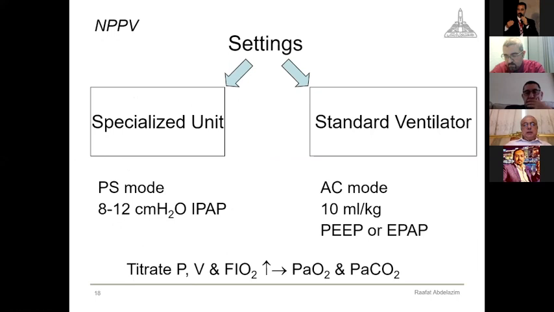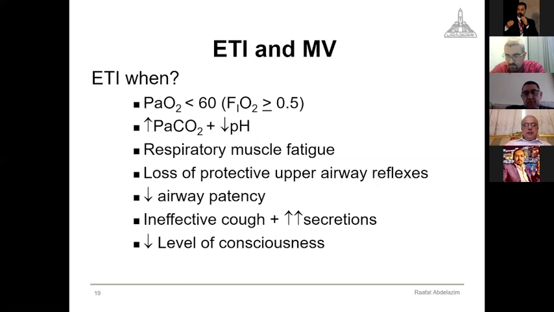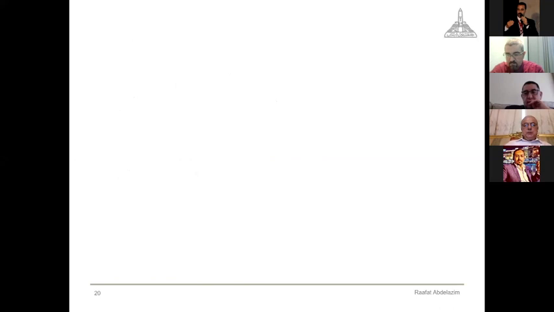The indications to start mechanical ventilation are failure of oxygen therapy, that is PO2 less than 60, or carbon dioxide retention associated with reduction in pH, respiratory muscle fatigue, loss of protective upper airway reflexes, reduced airway patency, ineffective cough with excessive secretions, and a diminished level of consciousness. So this patient should be intubated and mechanically ventilated.